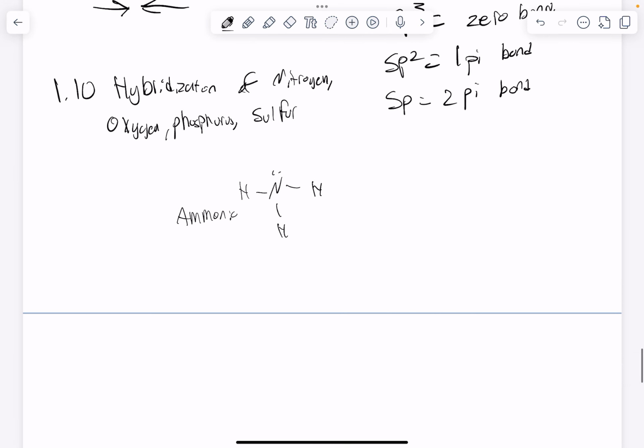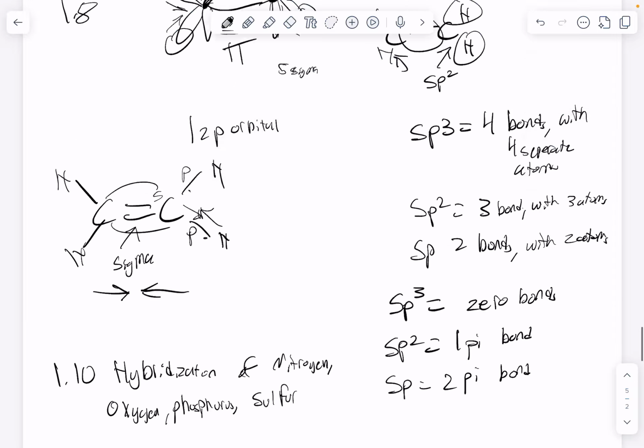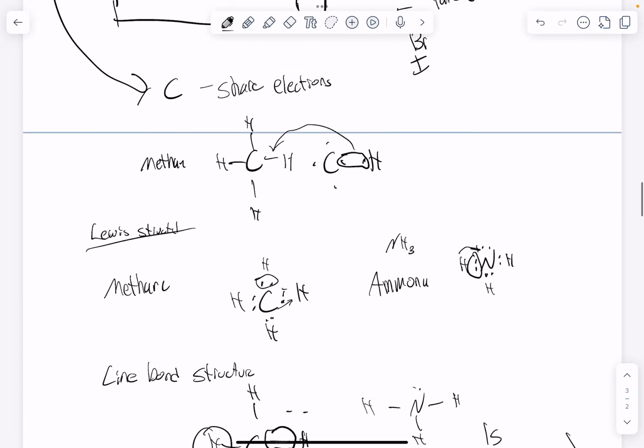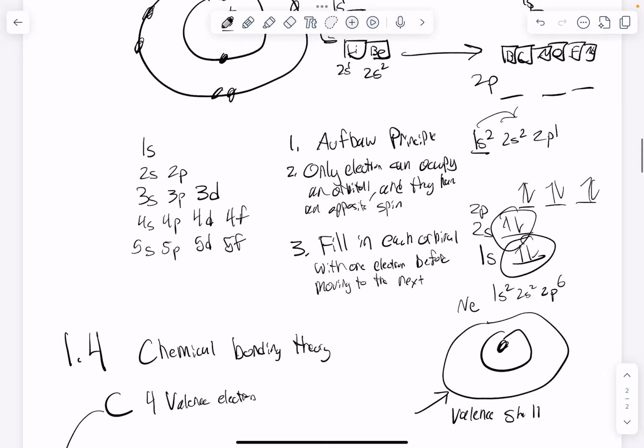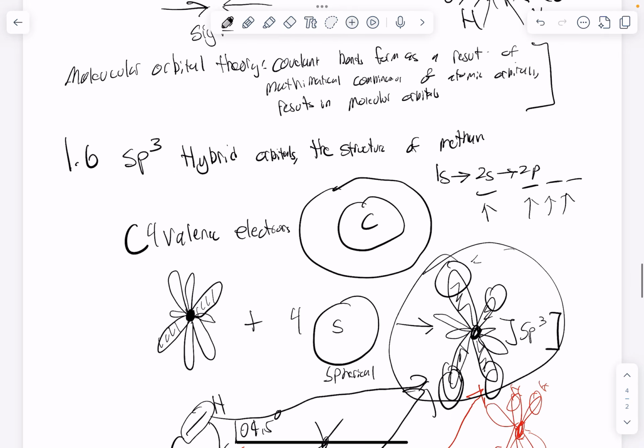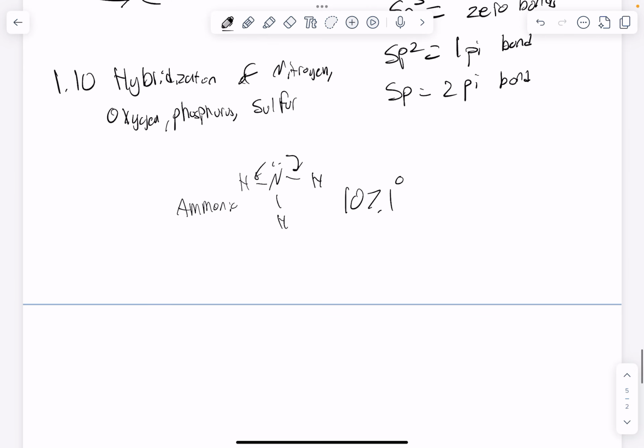You have to remember, the lone pairs also play a role in the geometry. So this lone pair causes the angles right here to be around 107.1 degrees. And that's really similar if we go back up to our carbon. Oh, where did I write it? I think it's 109.5. Yeah, I'll find it. But that 107 is really similar to the 109.5 of methane. So this is also considered sp3 hybridized.